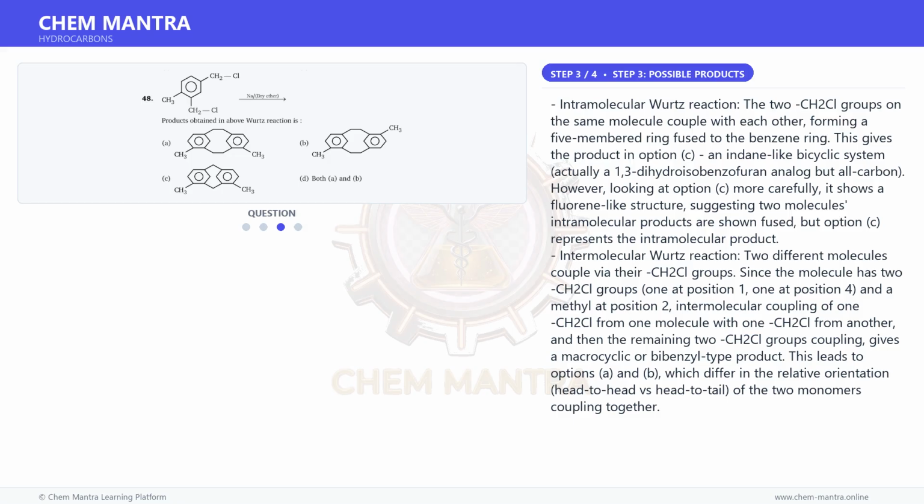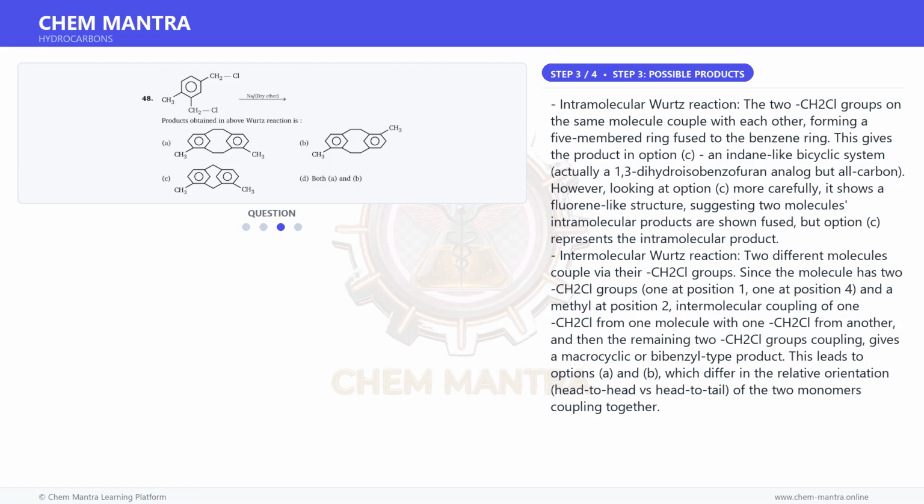Intramolecular Wurtz reaction. The two CH2Cl groups on the same molecule couple with each other, forming a 5-membered ring fused to the benzene ring. This gives the product in option C, an indene-like bicyclic system, actually a 1,3-dehydroisobenzofuran analog but all carbon. However, looking at option C more carefully, it shows a fluorene-like structure, but option C represents the intramolecular product.